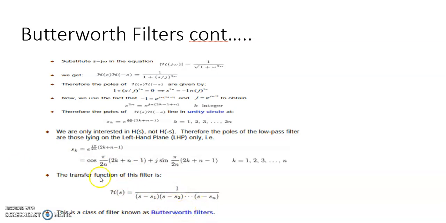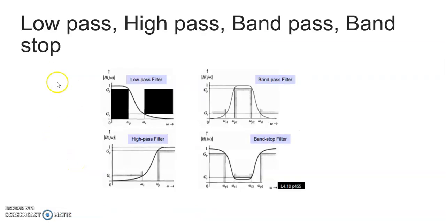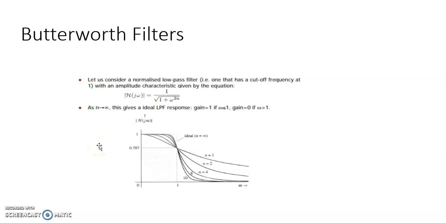This much you have to understand first. So make sure you are clearing the differences between the four types of filters, that is low pass, high pass, band pass and band stop, and lastly the Butterworth filters. Thank you so much.